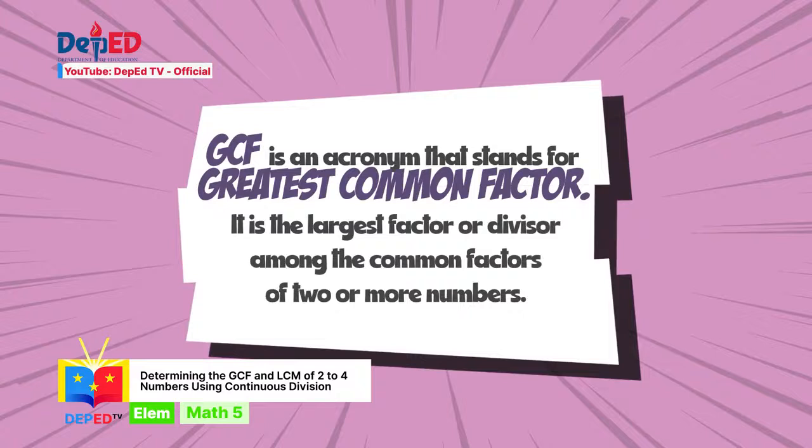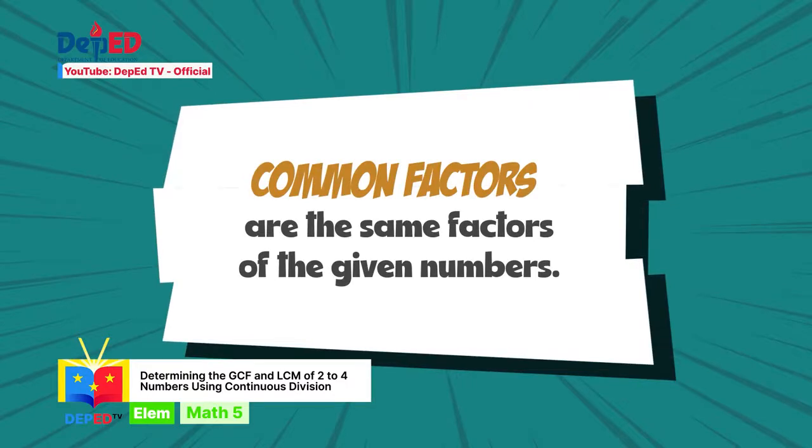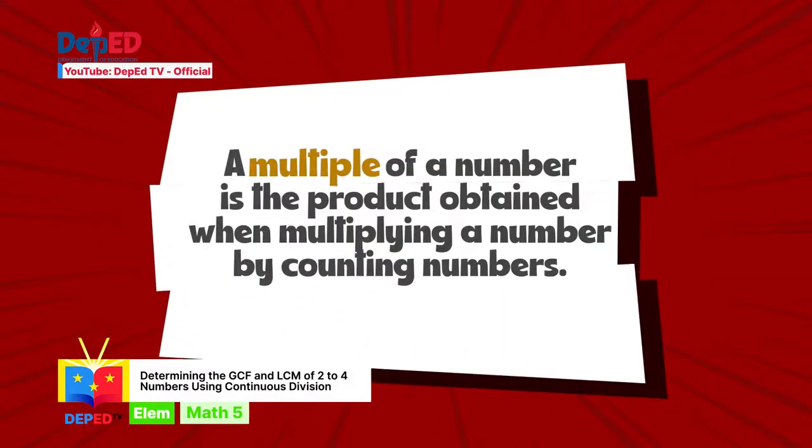GCF is an acronym which stands for Greatest Common Factor. It is the largest factor or divisor among the common factors of 2 or more numbers. Common factors are the same factors of the given numbers. Meanwhile, LCM or least common multiple is the smallest number that is common among 2 or more numbers. A multiple of a number is the product obtained when multiplying a number by counting numbers.